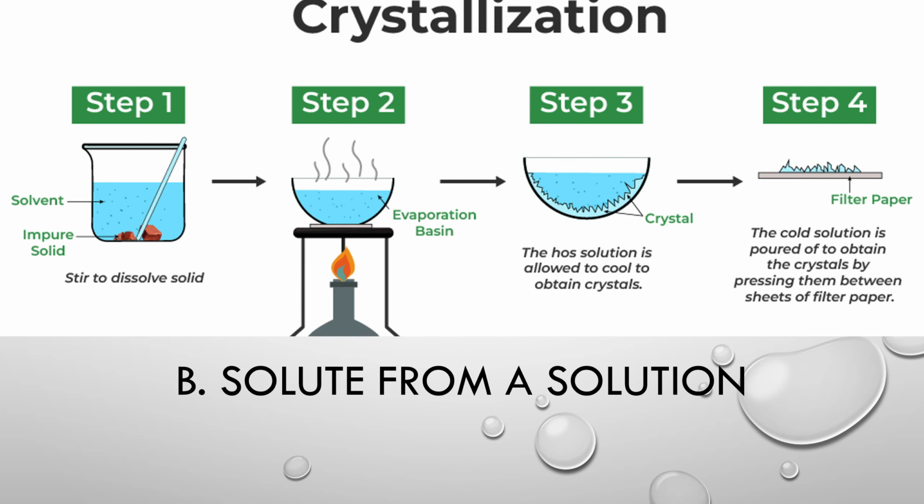The second step, if I have a solution. Let us say, for example, I have salt and water. Salt is soluble in water, so I will have a solution. How do I separate? Using crystallization. So I have my solution, I heat it to evaporate it.